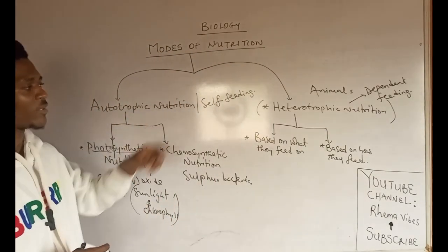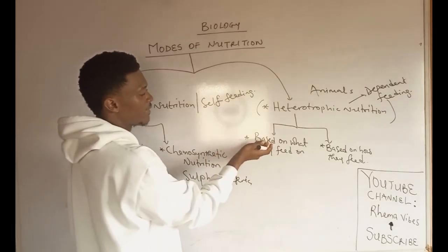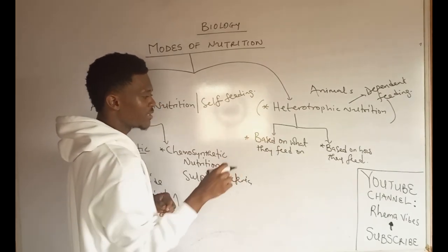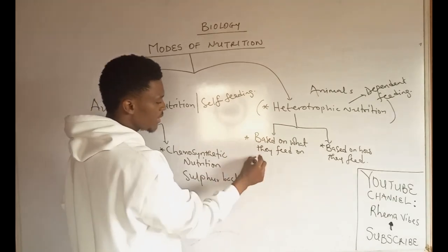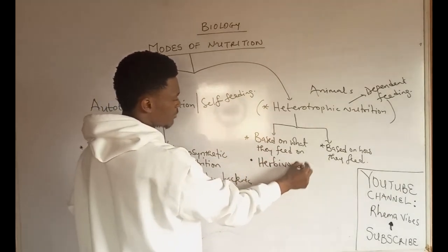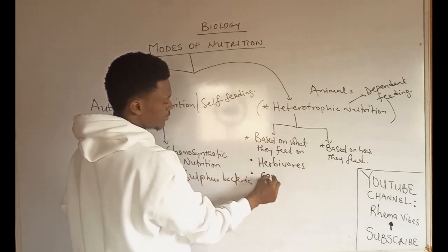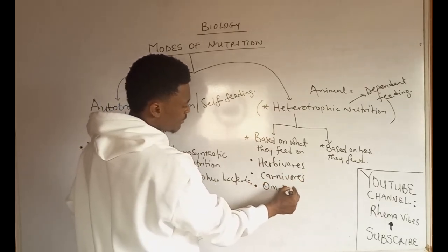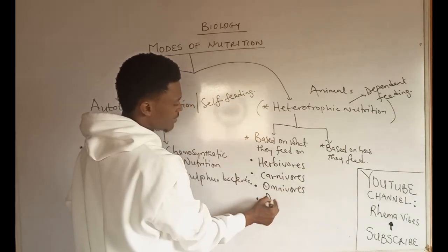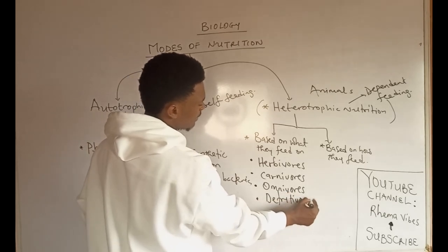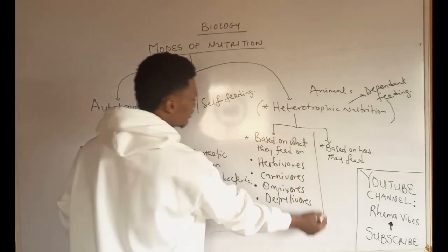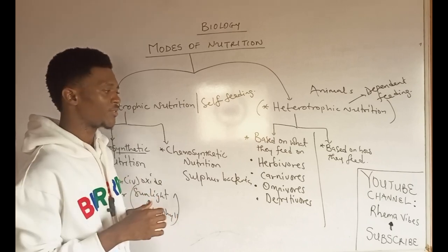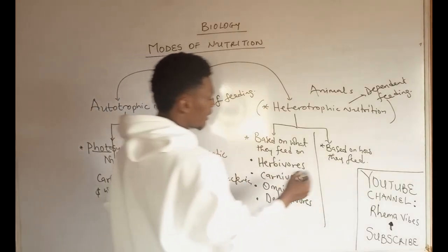We can further split the heterotrophic nutrition into two parts, as written on the board here: based on what they feed on and based on how they feed. Looking at the first part, based on what they feed on, we have herbivores, carnivores, omnivores, and lastly, the detritivores. So based on what the animals feed on, we have these four divisions.